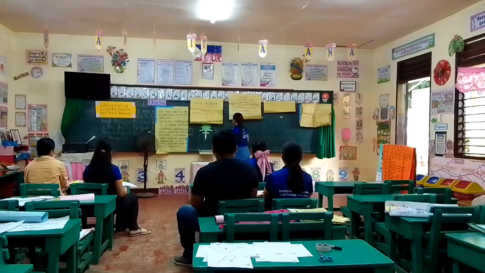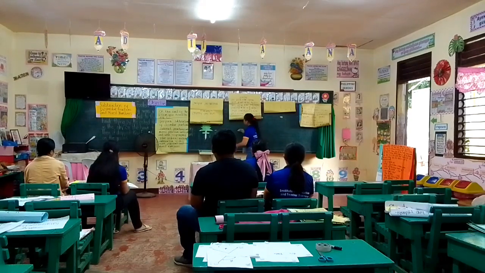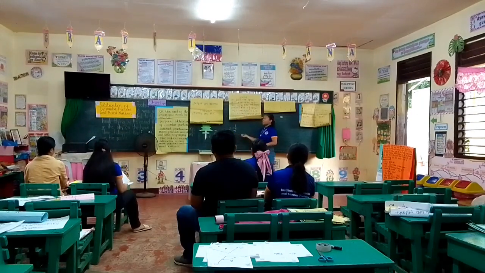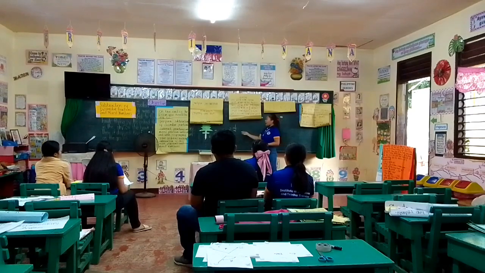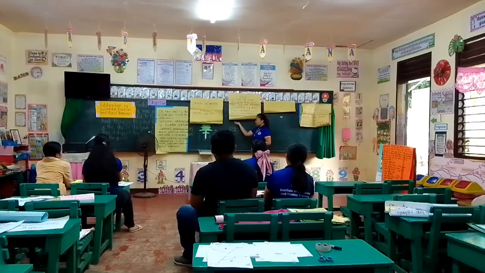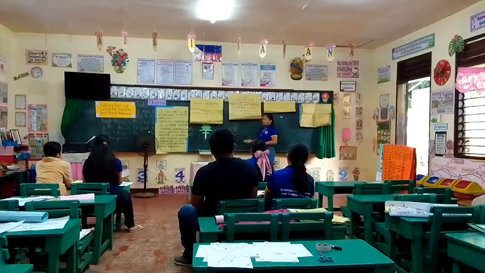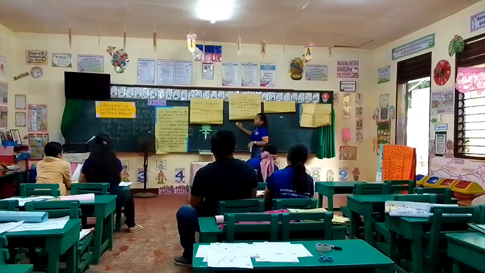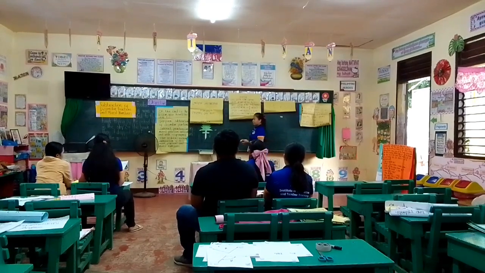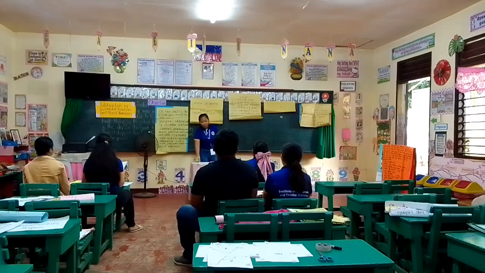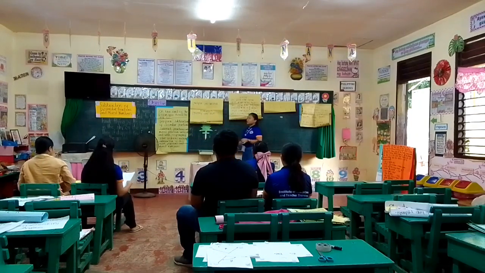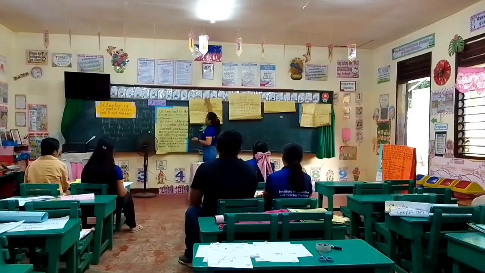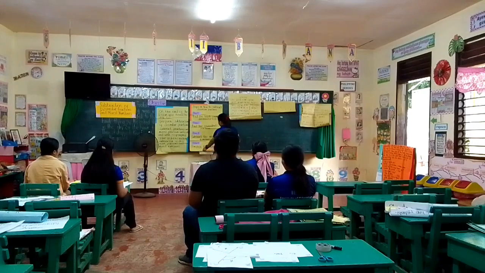So when we say mixed numbers, it is a whole number and a fraction, a combination of a whole number and a fraction. So those are the examples of mixed numbers. Since our topic now is all about subtraction of dissimilar fractions and mixed numbers, we have steps on how to solve the subtraction of dissimilar fractions.